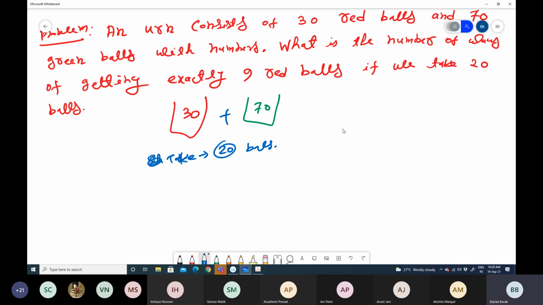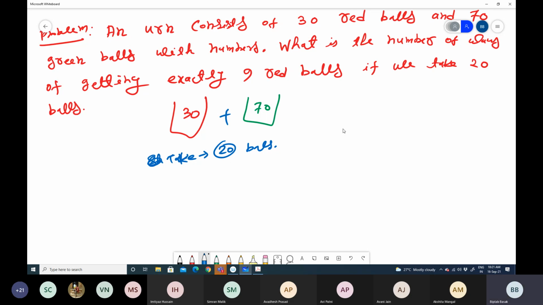That is a problem of combinatorics. Yeah, combinatorics. That is also simple. You have seen this kind of problem. I think you have seen this kind of problem before as well. So you have 30 red balls with numbers. So that means R1, R2, up to R30, like that.